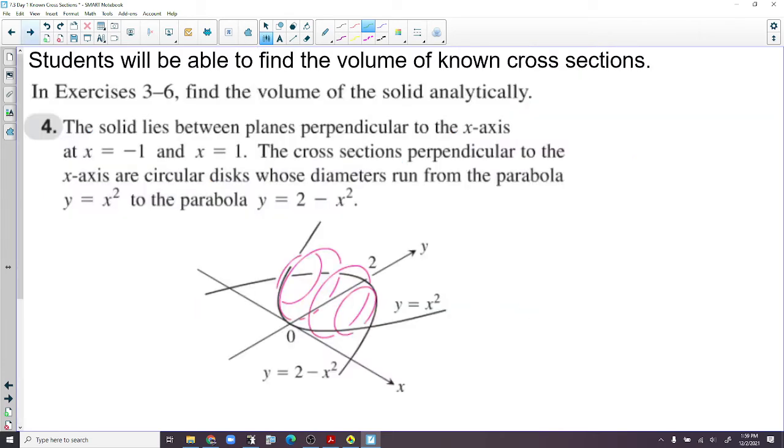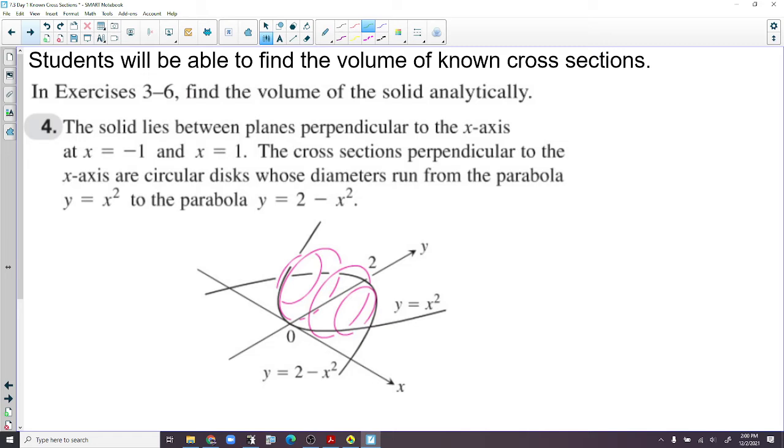What else we have? Oh, I like this one because we can use a formula to check our answer. The solid lies between, so find the volume of the solid analytically. The solid lies between planes perpendicular to the x-axis at x equals -1 and x equals 1. The cross sections perpendicular to the x-axis are circular discs. Oh, it's not this one. We don't have a formula for this. It's the next one, I think. To the x-axis are circular discs whose diameters run from the parabola y equals x squared to that other parabola.